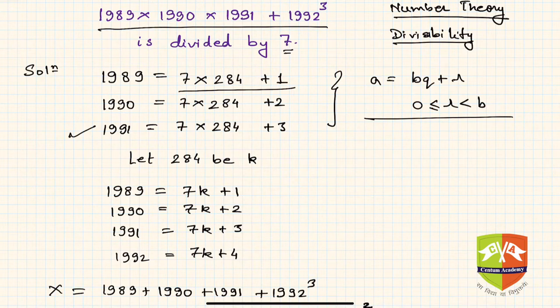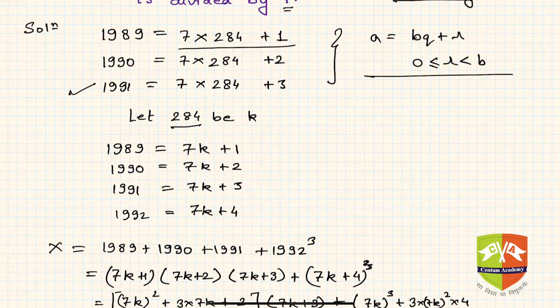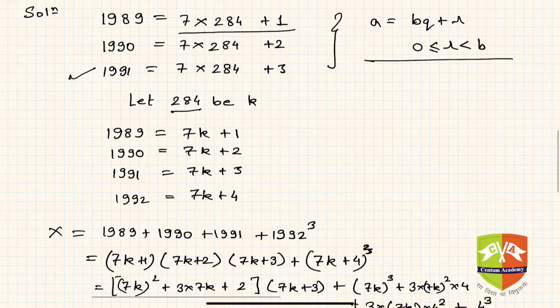Now let us say that 284 is k. Why am I assuming it to be k? Because otherwise it will be too cumbersome to write this number again and again. So let it be k. Hence 1989 is 7k plus 1, 1990 can be written as 7k plus 2, 1991 as 7k plus 3, and 1992 as 7k plus 4.